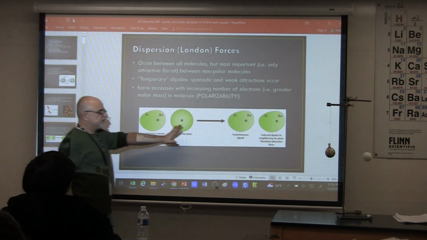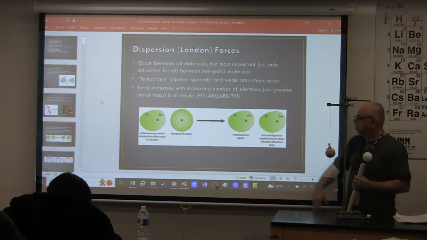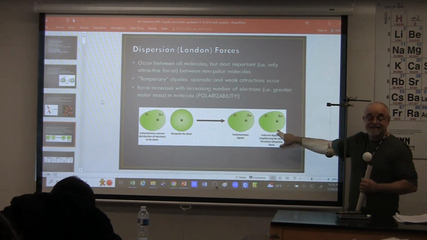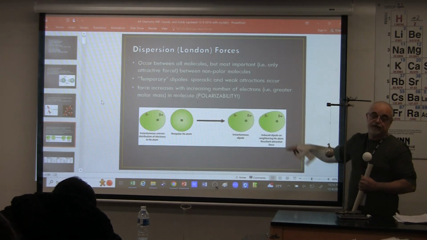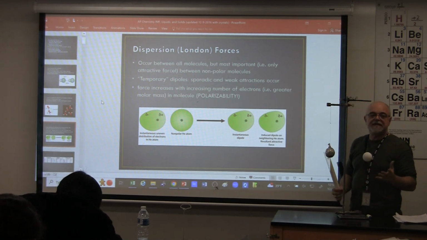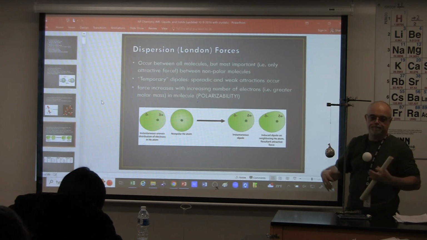And so, just like I showed how this pipe can induce polarity in the neighbor of this ball, one temporarily polarized molecule next to another one that's not can cause it to become polarized. And in that moment, they'll attract. But it's very temporary. It just flickers on and off because it's random.